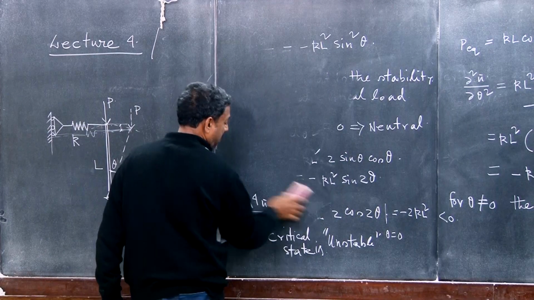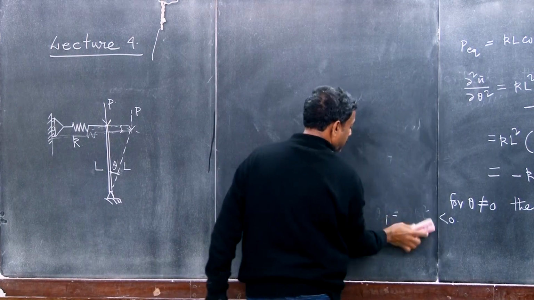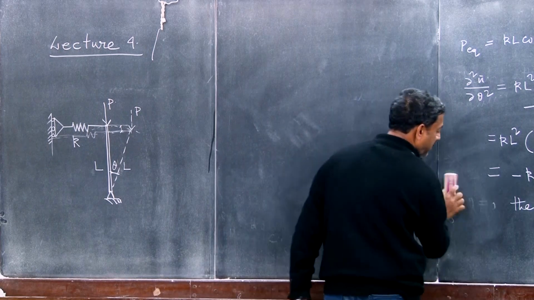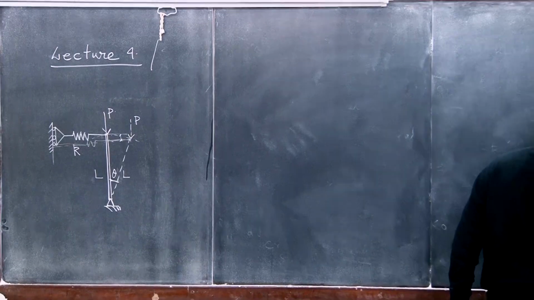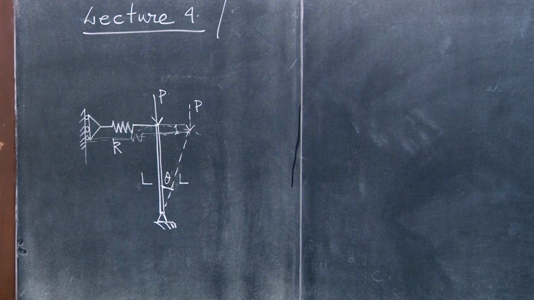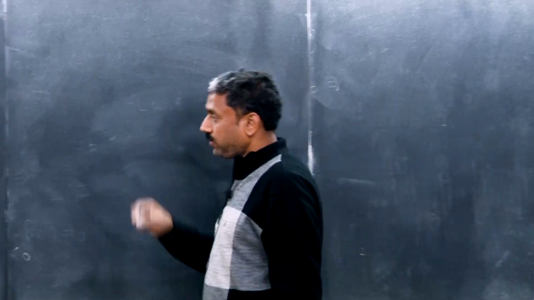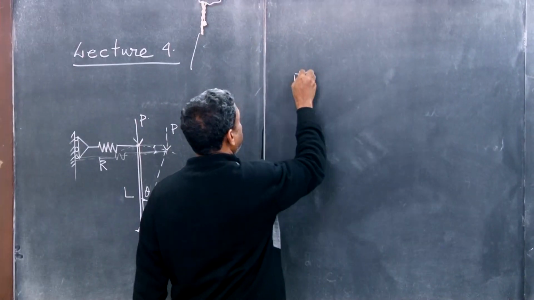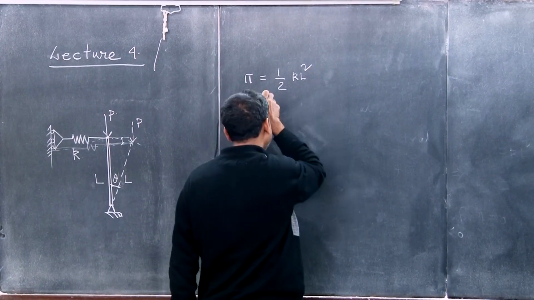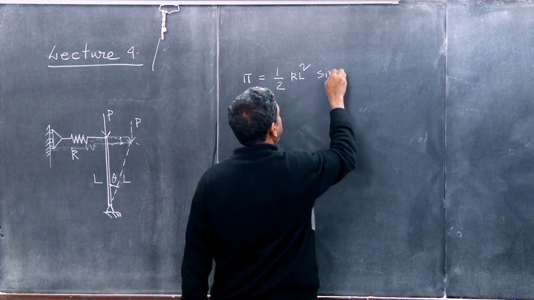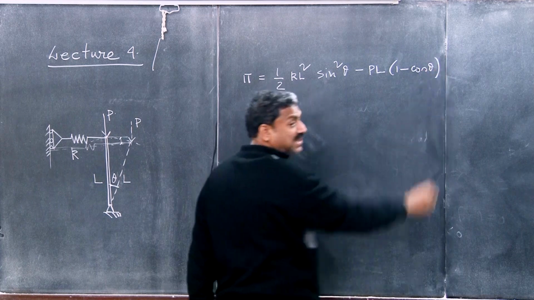So, now what will happen? We will just draw how it looks. We have studied the behavior of the system. Also, another thing I would like to note is that all of you have noted down things, right. Okay. So, what was the expression of phi? Phi is half k L square sin square theta minus P L into 1 minus cos theta. That was the expression, right?